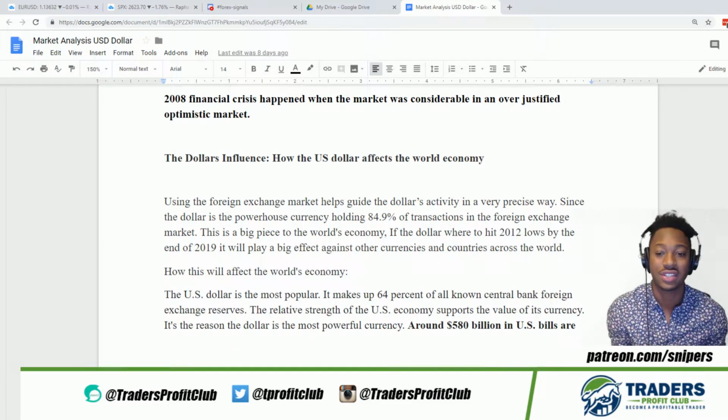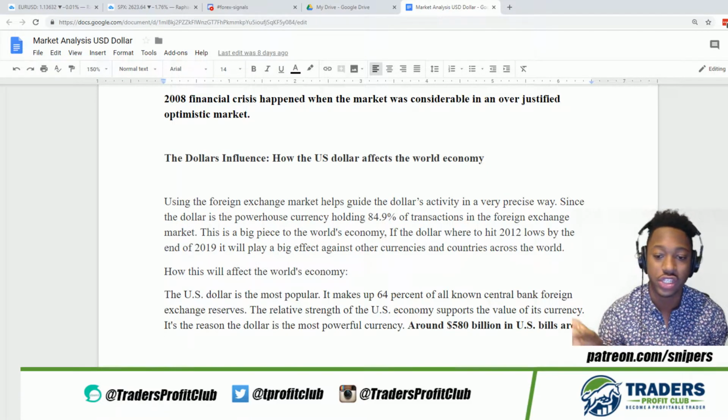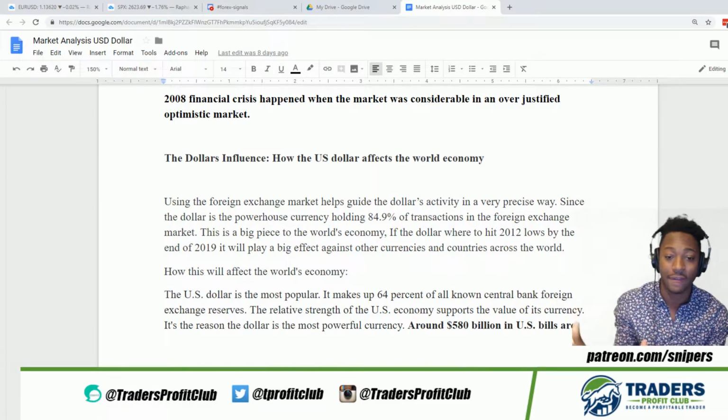Okay, so in 2012 we saw that stimulation growth. Into 2019 we're already having the flex of having priced in value. So that being said, the US dollar is the most popular currency. It holds 64% of all central banks' foreign exchange reserves. So that's more than half of central reserves.